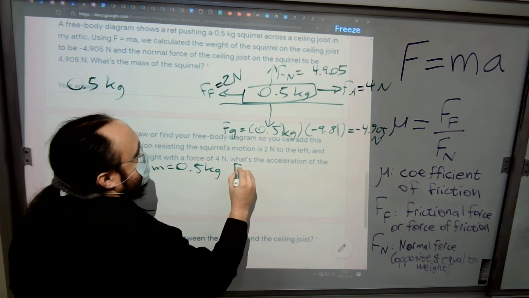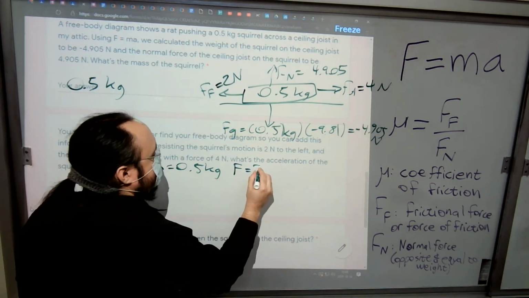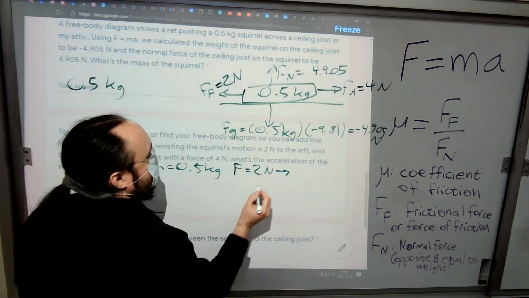So net force is, what's 4 minus 2? Okay. That force ends up being 2 to the rat. No puns.